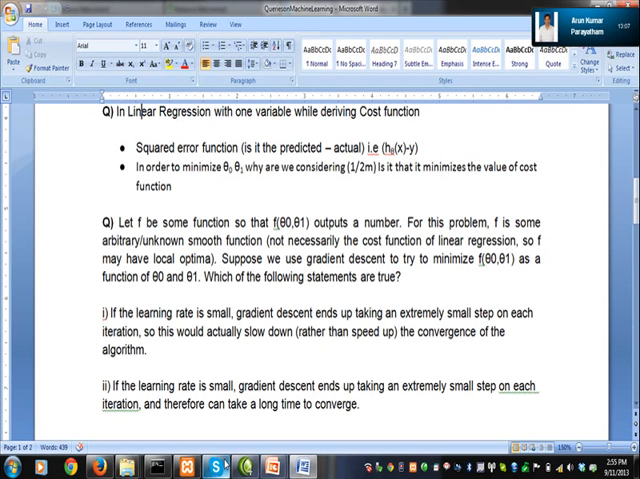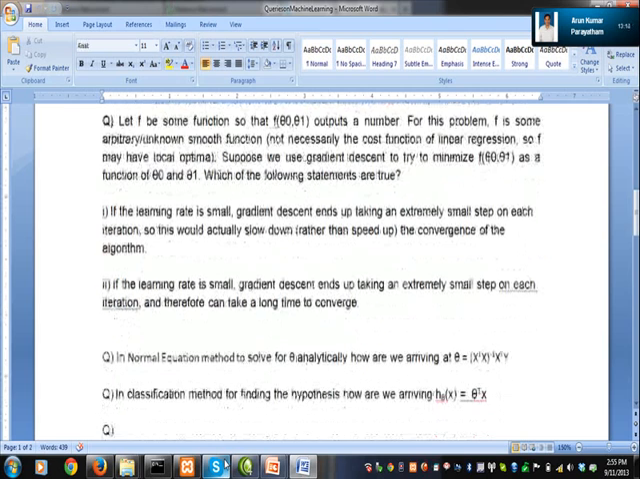So we will move to the next one. Let f be some function so that f of theta naught and theta 1 outputs a number. For this problem, f is some arbitrary unknown smooth function, not necessarily the cost function of linear regression, so f may have local optimum. Suppose we use gradient descent to try to minimize f of theta naught, theta 1 as a function of theta naught and theta 1. Which of the following statements are true?